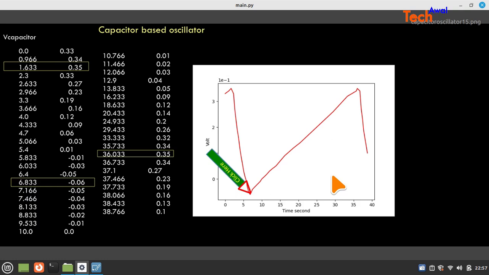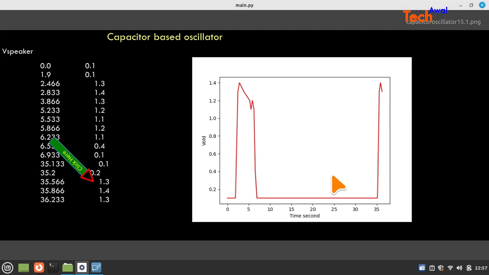Now the transistor is inactive, so it is finding a full path from the VCC to charge again, and this much it is charging the capacitor. It reaches a level when the transistor becomes active and it is discharging. Now if we see the time instance of when it starts discharging and when it starts charging, we have also measured the voltage across the speaker, and we can see that it is reaching 1.3 volt.